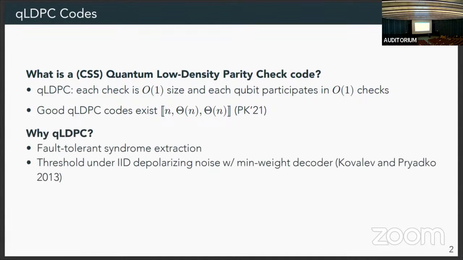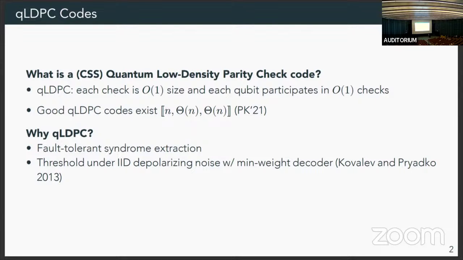So we care about the QLDPC property for a few reasons. The first one is that we automatically have fault-tolerant syndrome extraction. The way you can think about it is that if we have an error in our syndrome extraction circuit, this can only propagate to a constant size region. And then furthermore, each qubit itself is only participating in a constant number of gates, so there's not too many errors accumulating.